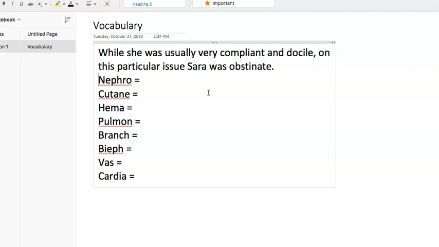Okay, so our sentence for evaluating context says, "While she was usually very compliant and docile, on this particular issue, Sarah was obstinate." If they're asking you for obstinate, and you already know what the word means, great. But there's a pretty good chance you're going to get a bunch of questions like this in which you don't know the word. So here's how you would go about figuring it out.